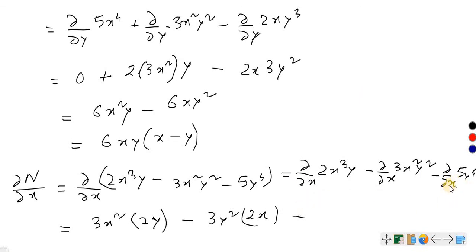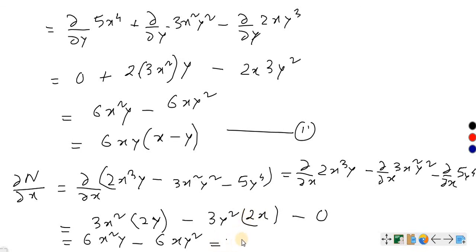It is x. So here y is constant, 5 is also constant. So differentiation of a constant is 0. So this term will be 0. So we are having finally what? 3 2 is 6 x square y minus 3 2 is 6 x y square, which is equal to this, okay. So let this be equation 1. This can be further written as 6xy(x minus y), and let this be equation 2, okay.